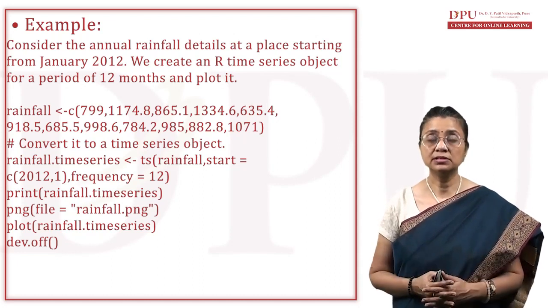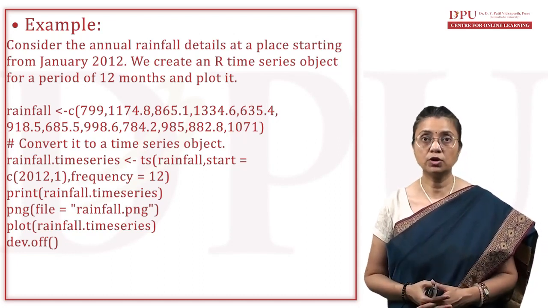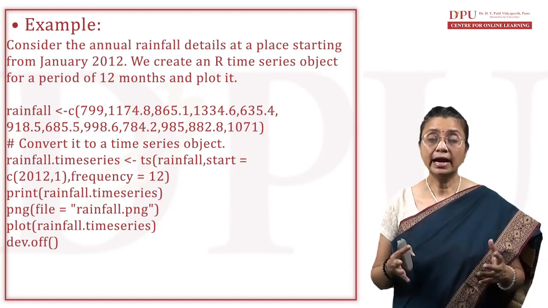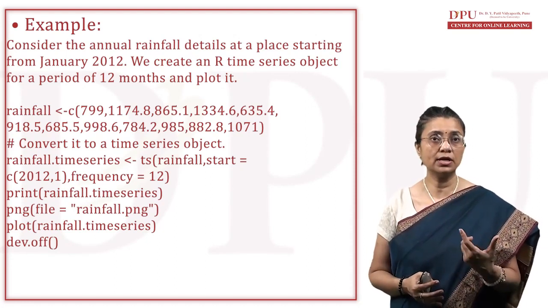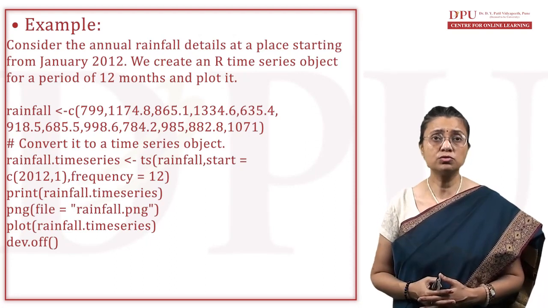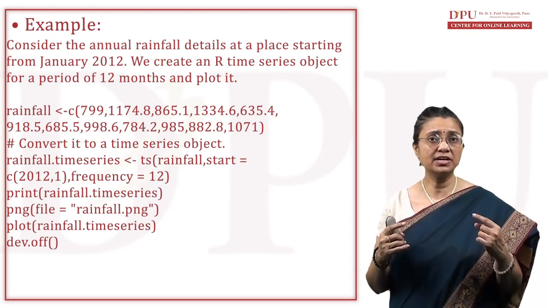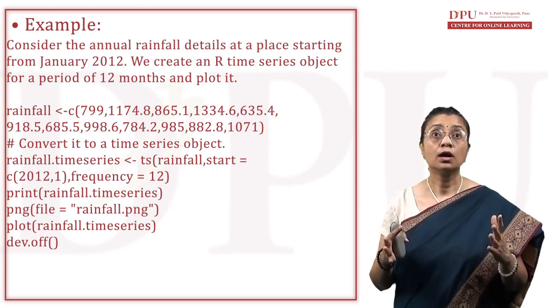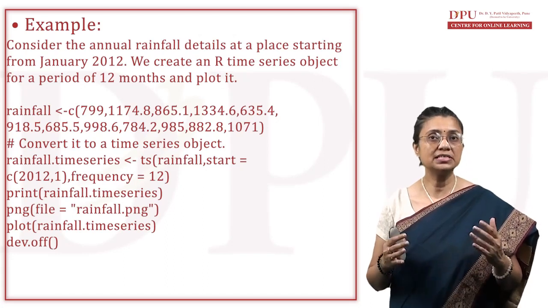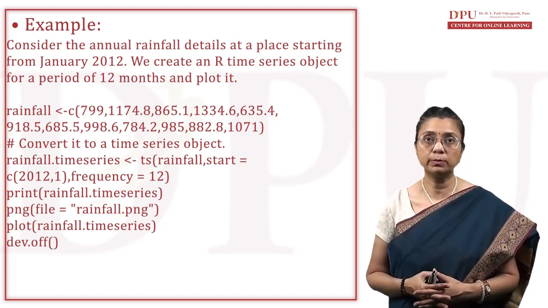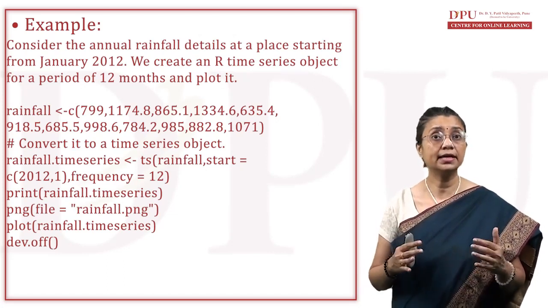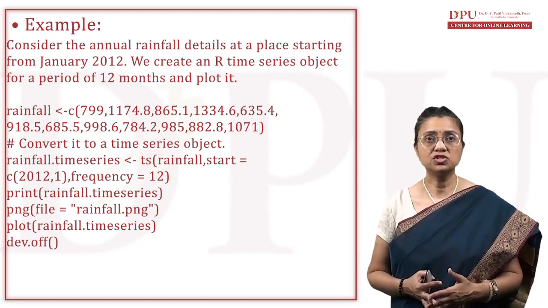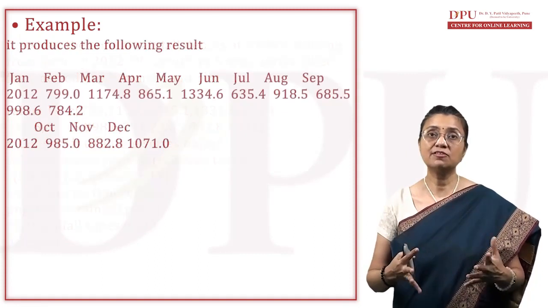I call the png function with file equal to rainfall.png. So here I'm creating the png file. Then I'm calling the plot function, and here I just print the time series by just calling the rainfall.timeSeries variable. So students, you can see so easily that I have created just one rainfall.timeSeries variable where it is starting from 2012, 1, which means January, and the frequency is 12, which means every month I have to display the data. I'm converting the data into a time series, capturing that in a PNG file, plotting that on the screen, and not that much, I'm also using the dev.off function to save my work.